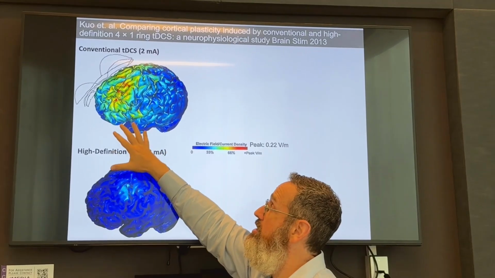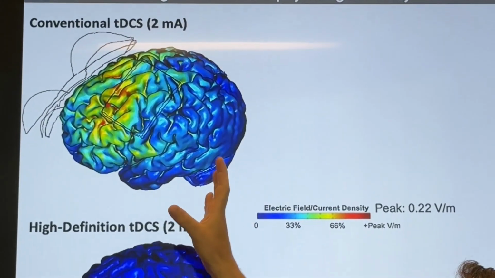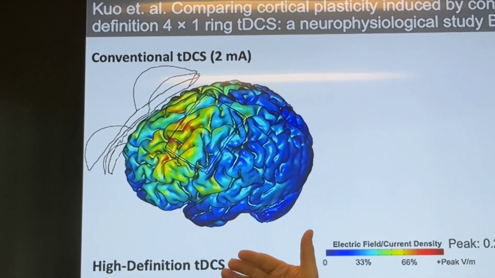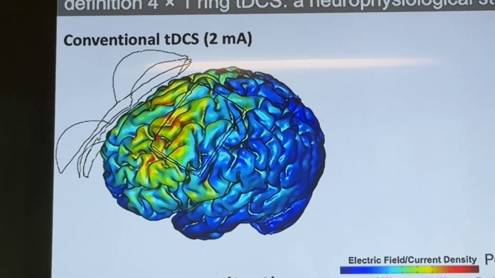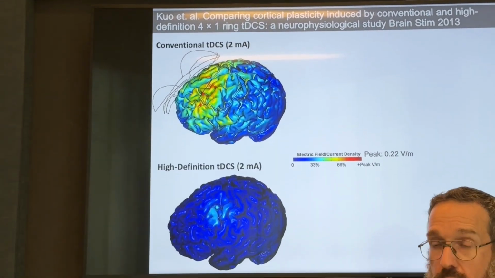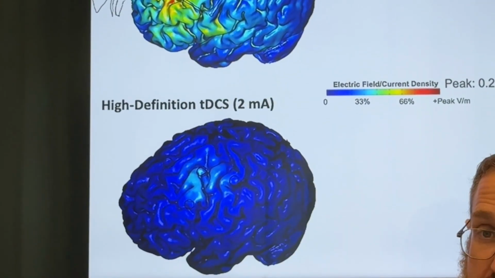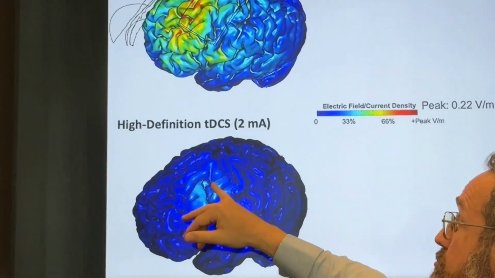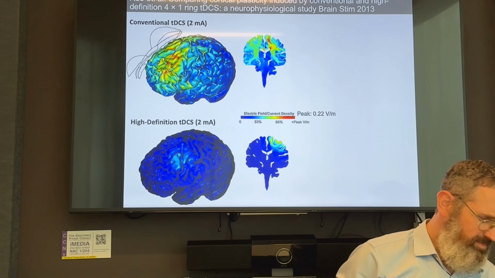This montage here, the classic M1-SO, produces a relatively diffuse current flow. You can tell that the peaks are not necessarily under the electrodes, but between them, whereas the 4x1 produces a much more focal current flow. Now the peak intensities here are less than the peak intensities here, but in the region of interest, which is actually the motor strip, the intensities are the same.